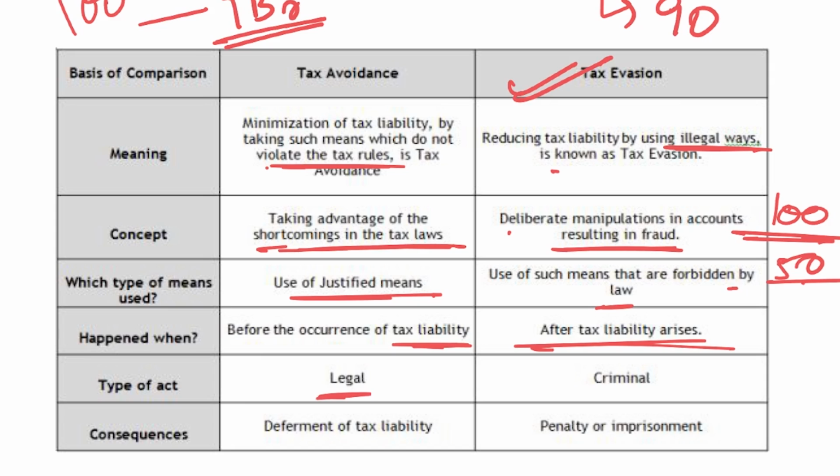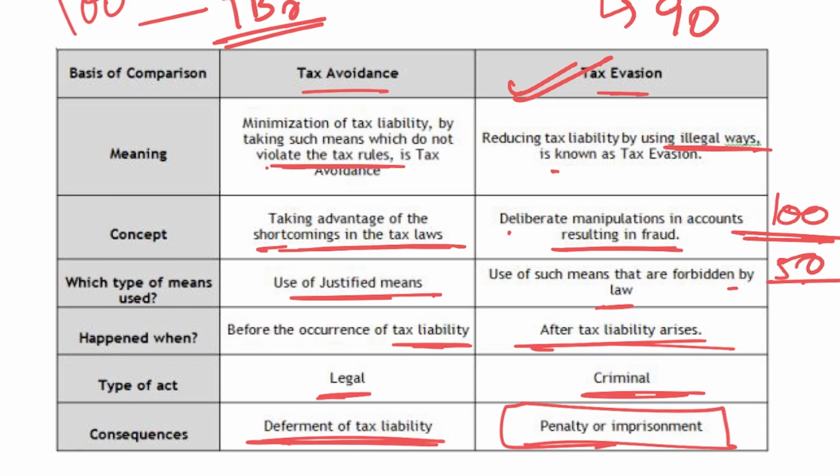So the type of act: avoidance is legal, and evasion is criminal or illegal. The consequence is that in avoidance you are just deferring or reducing the tax liability, and in case of evasion you have to pay a penalty if you are caught by the government evading the tax, whether out of the country or simply not paying whatever liability arises. I hope the concept is clear as to what avoidance and evasion are. Avoidance is paying the tax but reducing the amount by legitimate means, and evasion is not paying the tax altogether, or showing it in such a way that the liability doesn't arise on you.